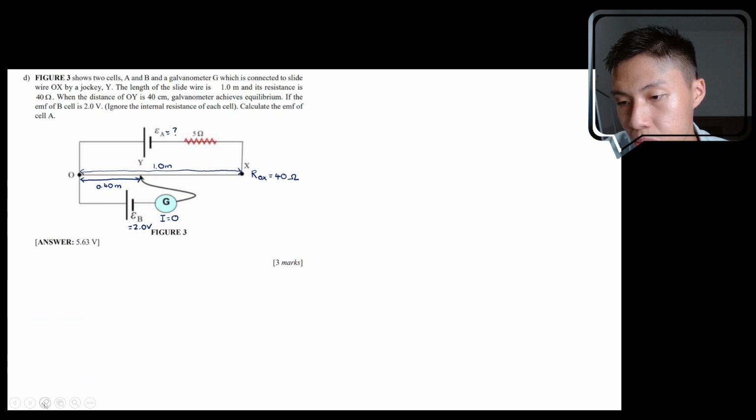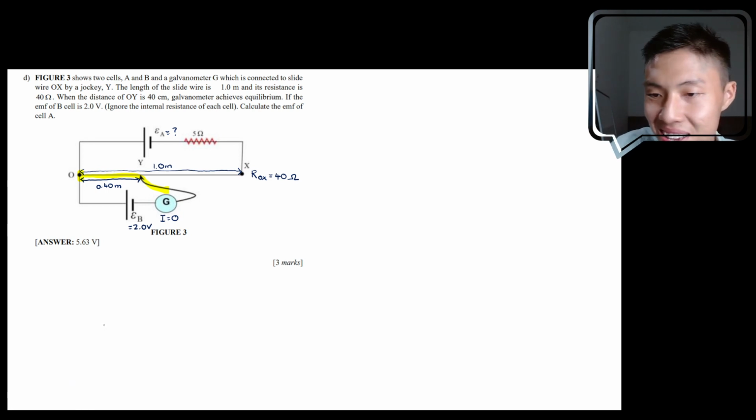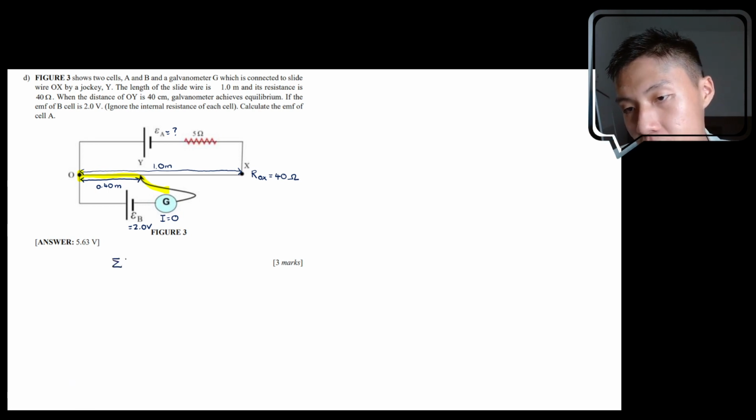If we take our starting position to be at O, then we move through this direction over here. Okay, we move through this loop. So let's try to do Kirchhoff's rule together. It will be the sum of V equals 0 for this loop.